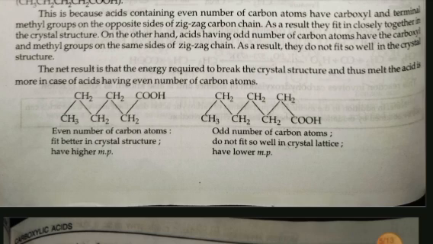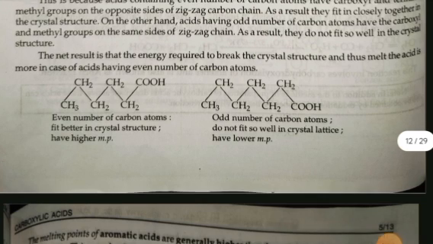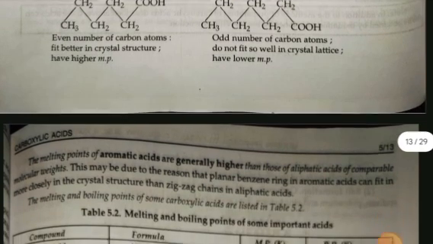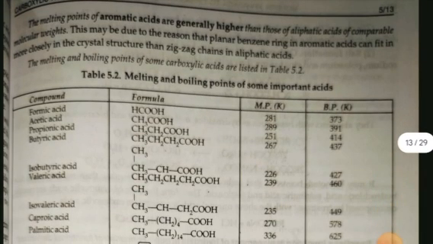The net result is that the energy required to break the crystal structure and thus melt the acid is more in the case of acids having an even number of carbon atoms. Even-numbered carbon acids fit better in the crystal structure and have high melting points, whereas odd-numbered ones do not fit so well in the crystal lattice and have low melting points. The melting points of aromatic acids are generally higher than those of aliphatic acids of comparable molecular weight. This may be because the planar benzene ring in aromatic acids can fit in more closely in the crystal structure than zigzag chains in aliphatic acids.